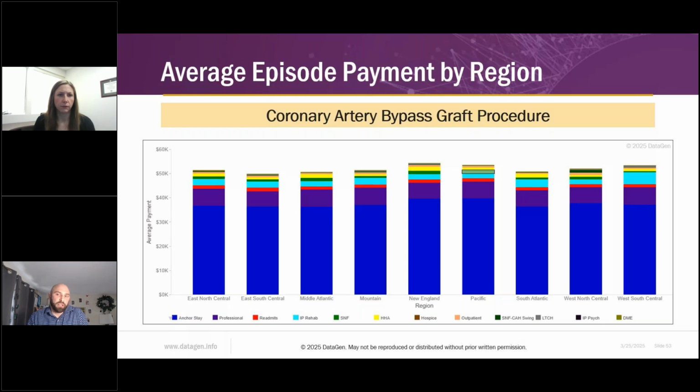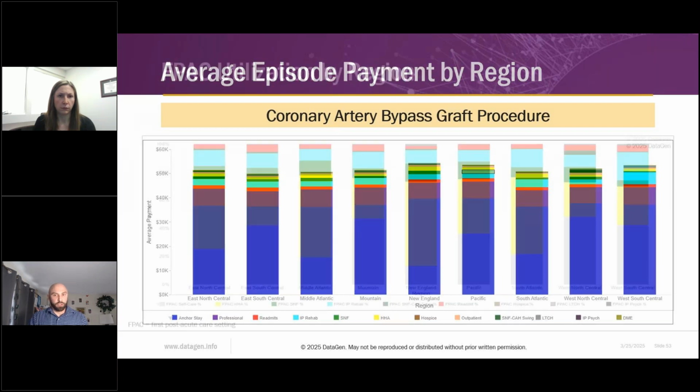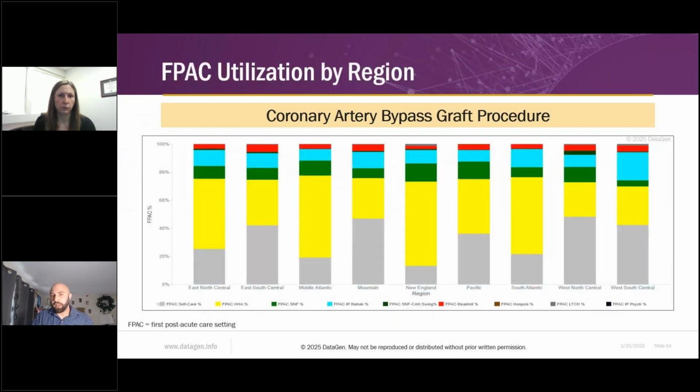West South Central has a lot more inpatient rehab use than other regions. New England and Pacific seem to have a higher DRG case mix or higher inpatient outlier payment than other regions. On the next graph, the FPAC graph shows, again, a similar pattern of inpatient rehab use and the variation, home health, and a little bit of self-care across the different regions.